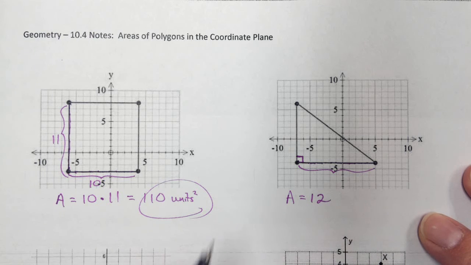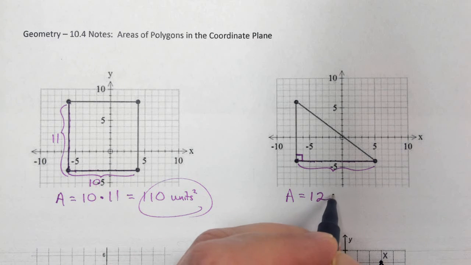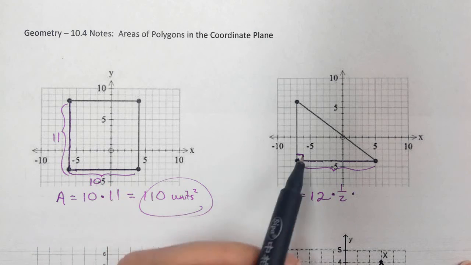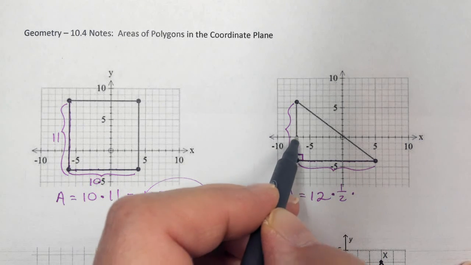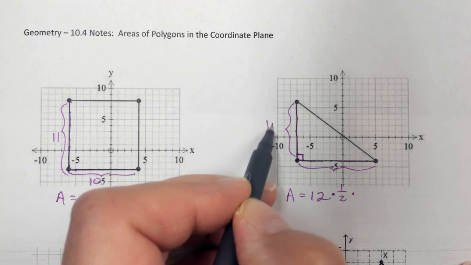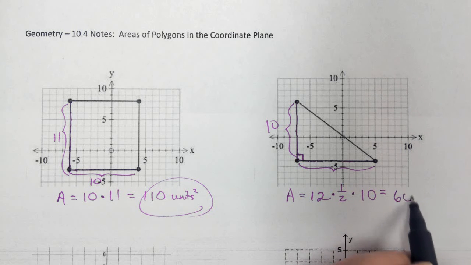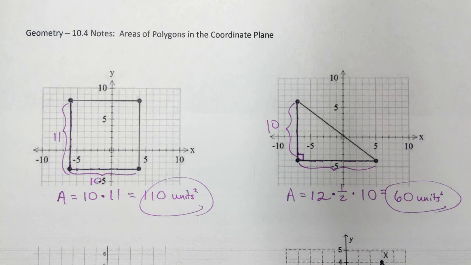Multiply, oh, I forgot the half. Let's squeeze that in. So it really doesn't matter where I put it. Times 1/2 times the height. So 1, 2, 3, 4, 5, 6, 7, 8, 9, 10. So times the height of 10. So half times 12 times 10. Well, half of 12 is 6, and 6 times 10 is 60. So 60 square units of area for this one.